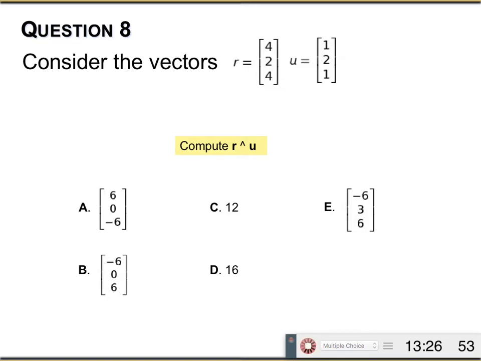Oh, sorry. Sorry. R2. That's R cross U, not R raised to the power of U. Sorry. And now I've restarted it. Brittany.